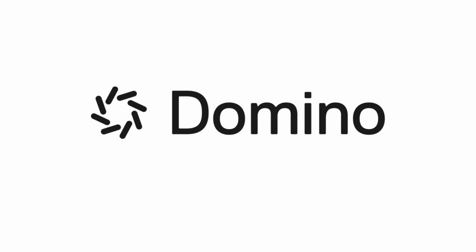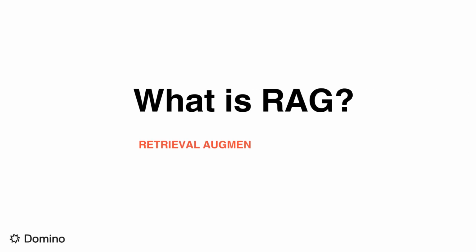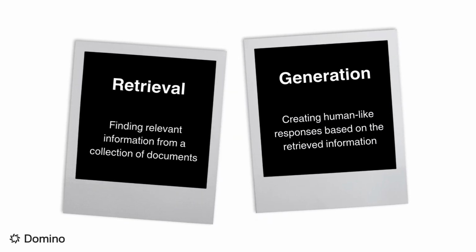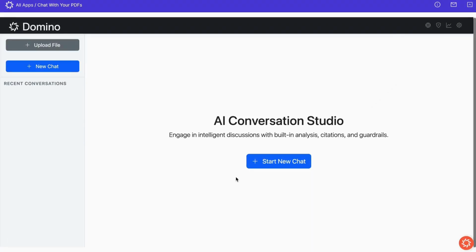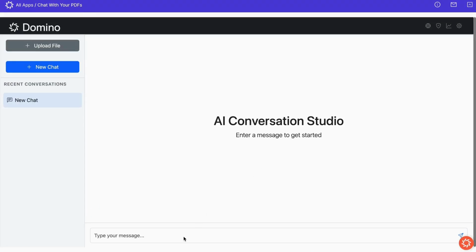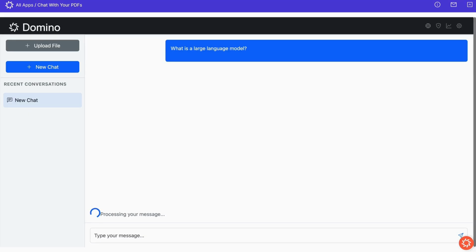Today we're going to review a RAG system developed, deployed, and optimized within Domino. For those of you who are not familiar, RAG, or Retrieval Augmented Generation, is made up of two main components. The retrieval component, which helps us find relevant information from a collection of documents, and the generation component, which creates human-like responses based on the retrieved information. You can think of RAG like a smart research assistant that has access to your document collection, can quickly find relevant information, can explain that information in a natural way, and cite its sources.